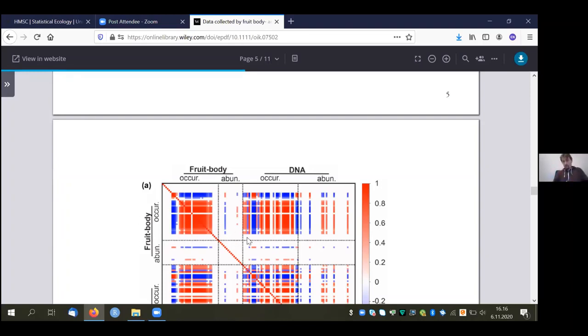And now it can indeed be very interesting to look at these associations between these different types of data. For example, is it so that the DNA that we got from inside this dead wood was especially abundant when there was a fruit body present? And these kinds of associations are now seen.